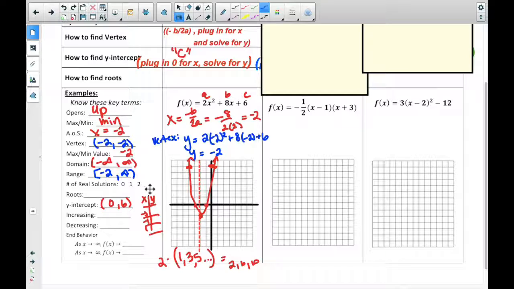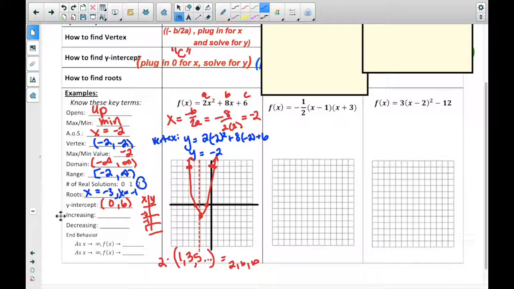The number of solutions, that means how many times does it hit the x-axis. And in this case, it hits it twice. Roots, that's asking me where. Where does it hit it? I can give that as an equation, x equals negative 3 and x equals negative 1, or I could give the points, negative 3, 0 and negative 1, 0.